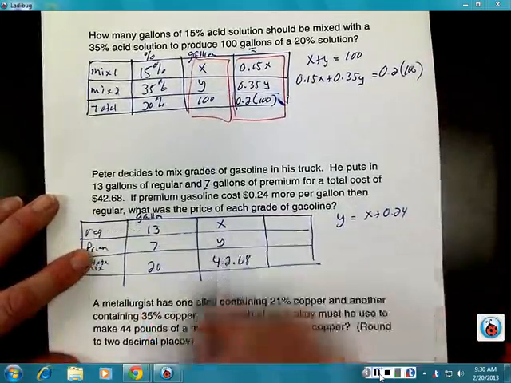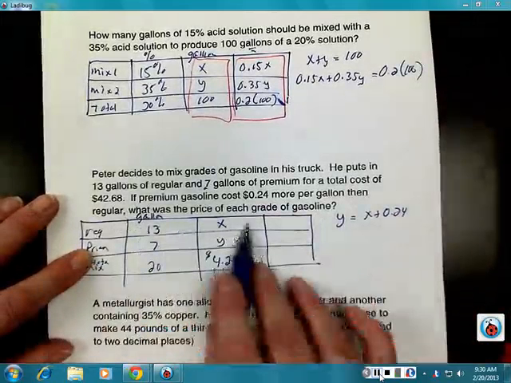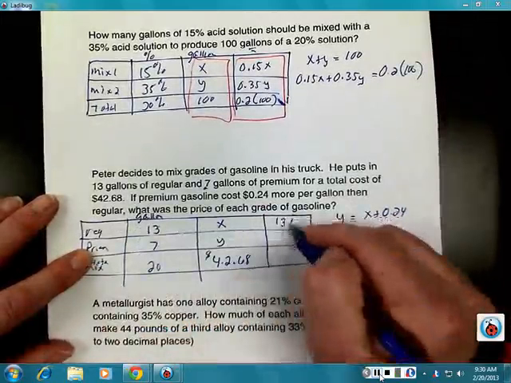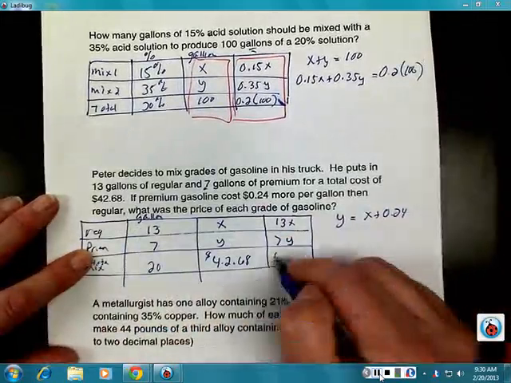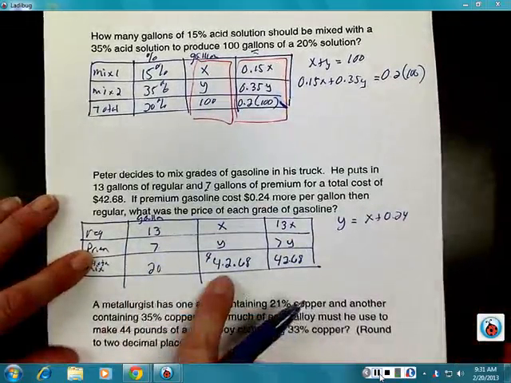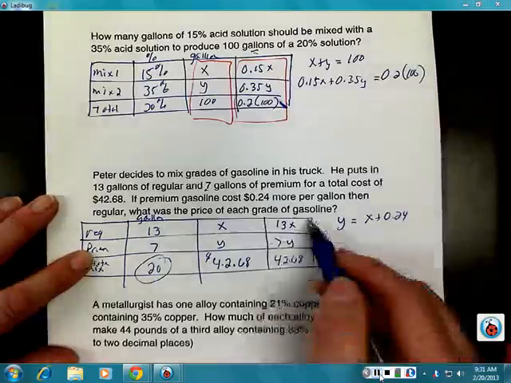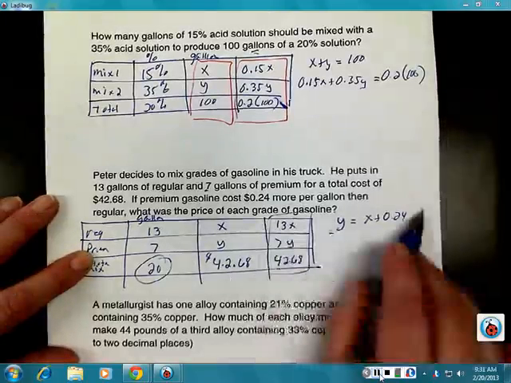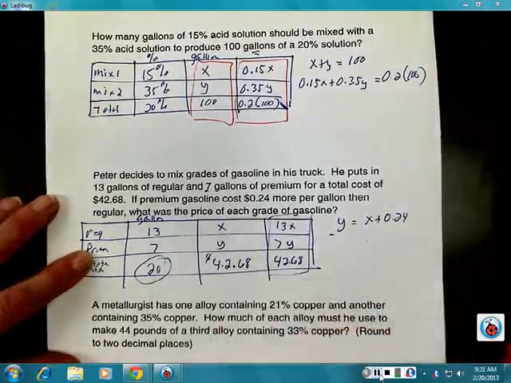But do I know how much it all costs altogether? Yeah, $42.68. Okay. So 13 times x plus 7 times y is going to equal $42.68. Do I have to multiply that by 20? No, because the 20 is just my total number of gallons. So my second equation is right there.